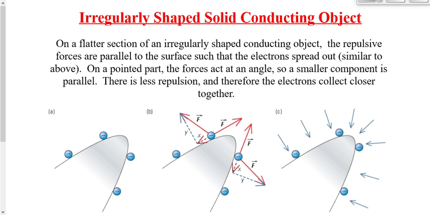Oh, this one looks ugly. It's not as bad as it looks, actually. Take a look at the first diagram here. This is an irregularly shaped solid conducting object. In other words, it's more pointy, right? It's not this nice round thing. It's more pointy. It's not sharp, but we could make it sharp. Okay, the same analysis would apply if it was sharp because it would be irregularly shaped.